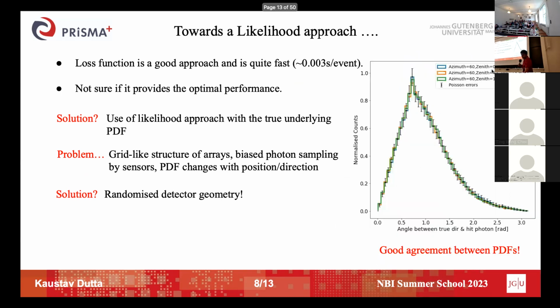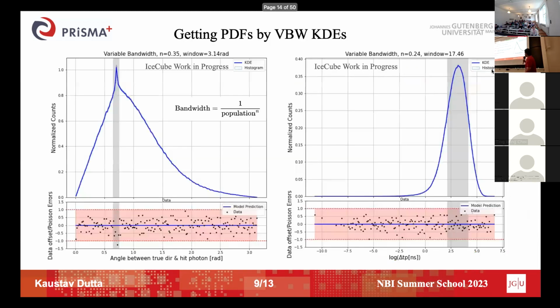And the result is quite promising. This is for different directions of a charged particle, and you see that there's very good agreement within Poisson error limits. So now we can use one of these PDFs for all of your events, and you do not have to generate a new PDF every time, which saves much of your computational time. And once you know this, you have to model your PDF, and for this I use a kernel density estimation.